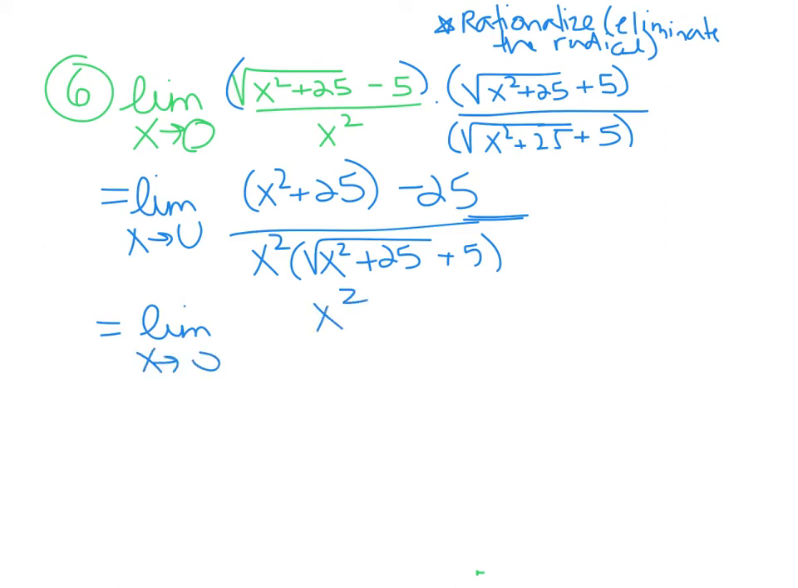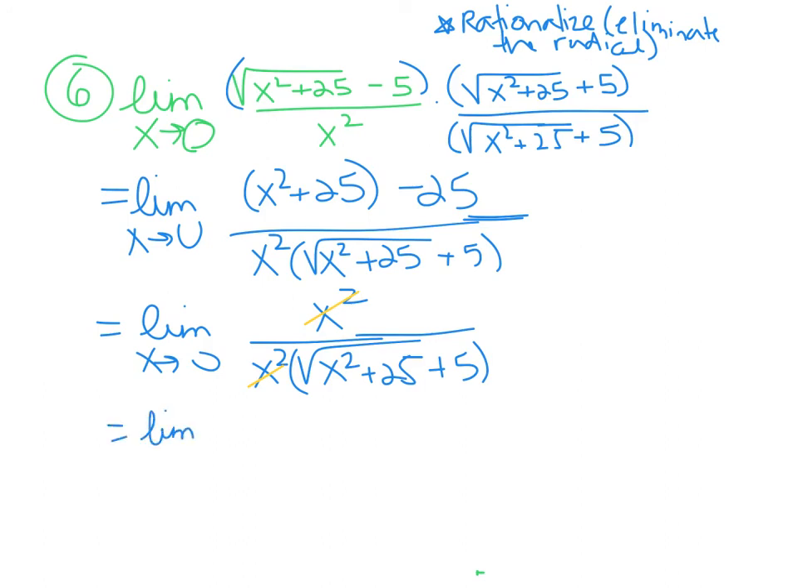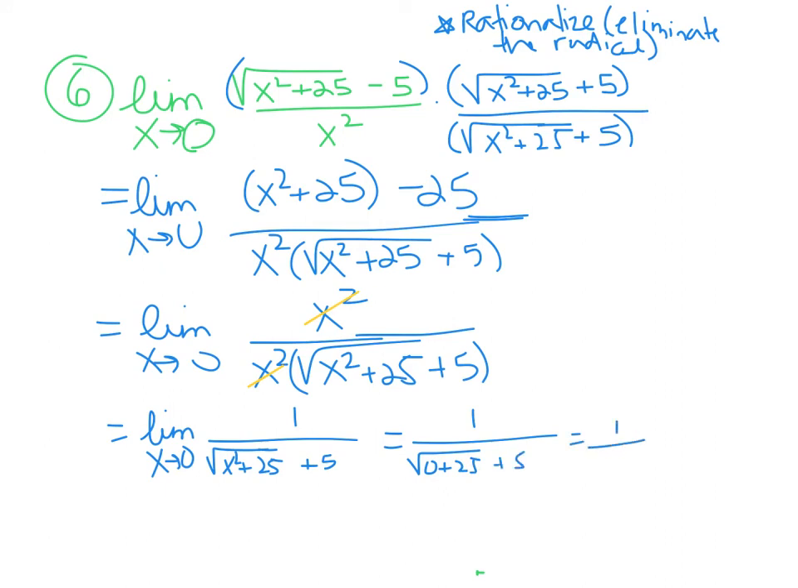And now something really nice is going to happen. The x squared in the numerator and the denominator is going to cancel out. So now I am left with the limit as x approaches 0 of 1 over the square root of x squared plus 25 plus 5. If I substitute that 0 in, I end up getting 1 over 5 plus 5, which is 10. And that's my answer for that one.